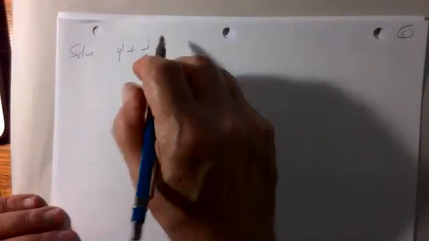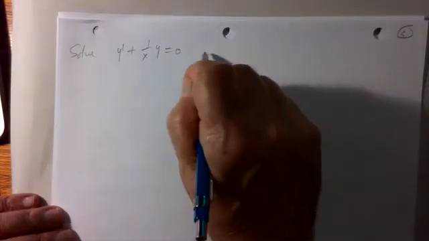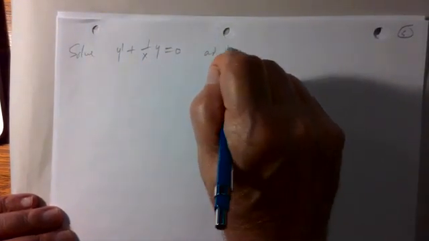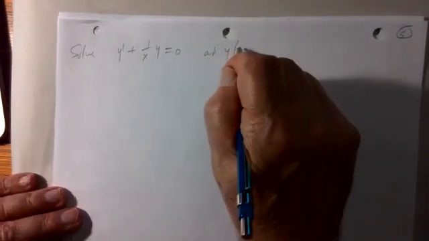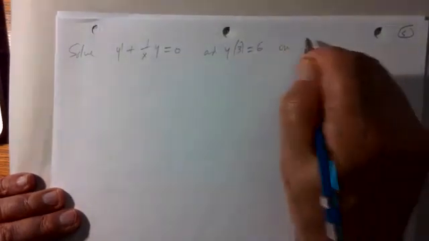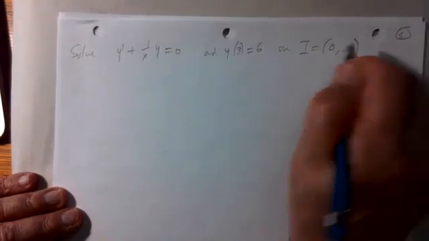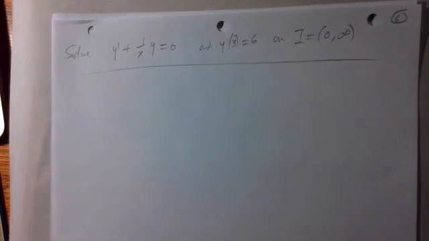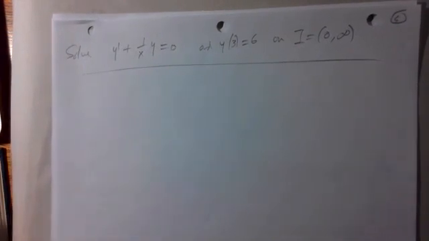Solve the equation y prime plus, I don't know, 1 over x times y equals 0, and y of, I don't know, 3 equals 6 on the interval I from 0 to infinity. So spend a couple of minutes right now and see if you can solve that differential equation.